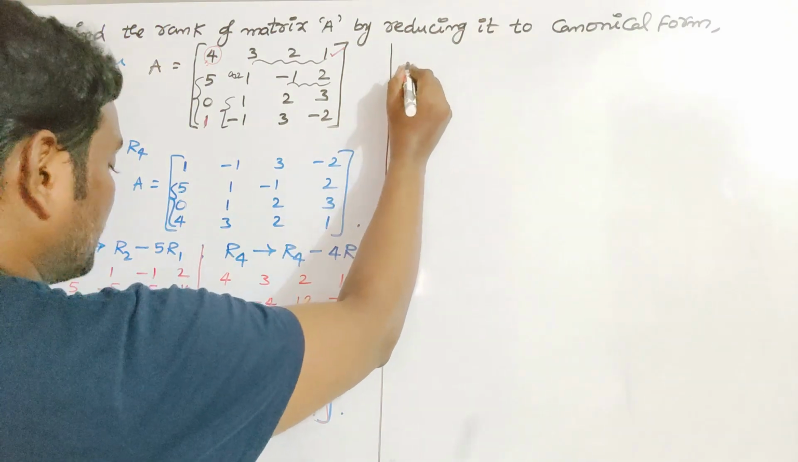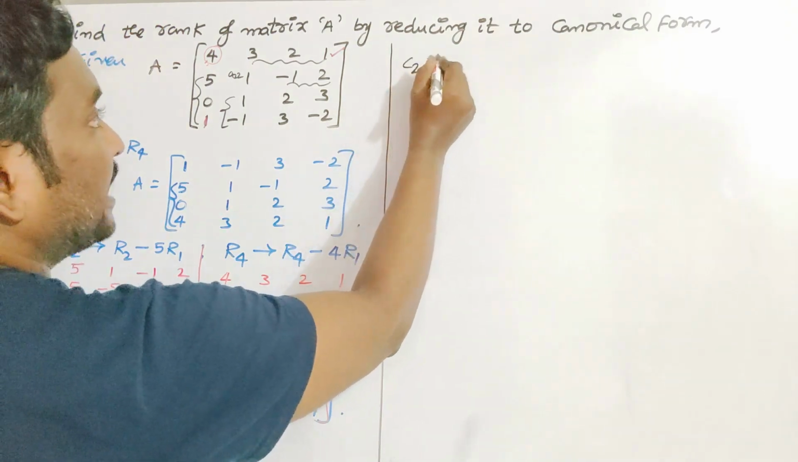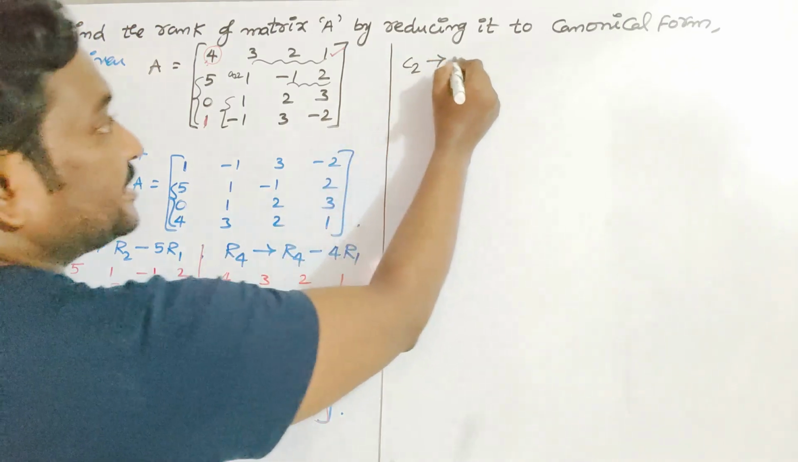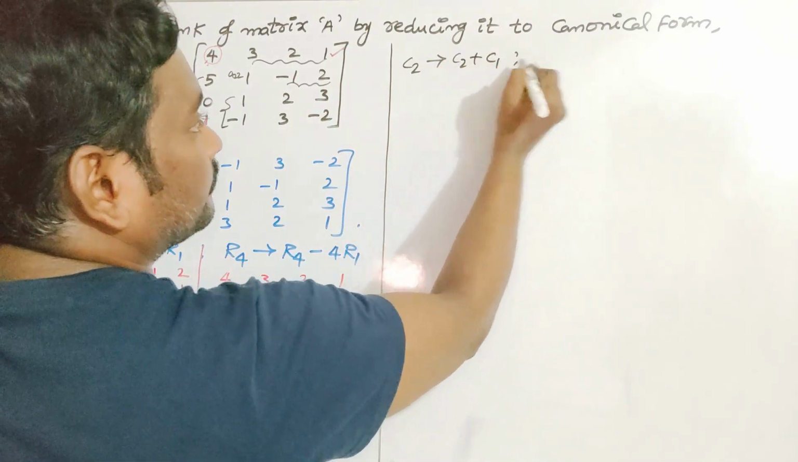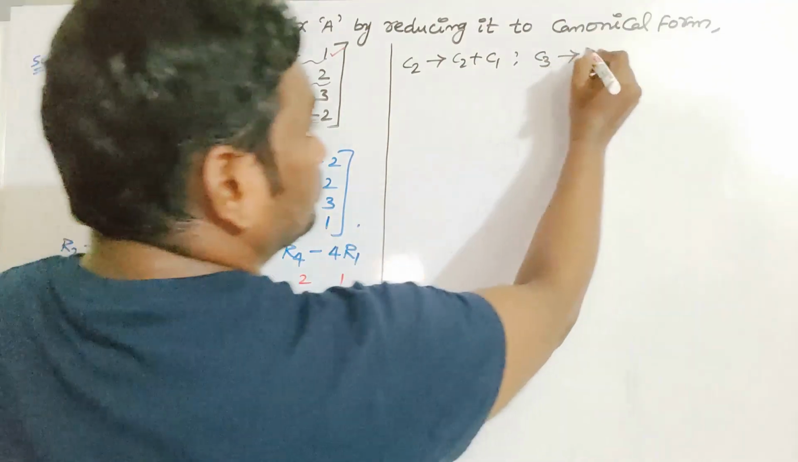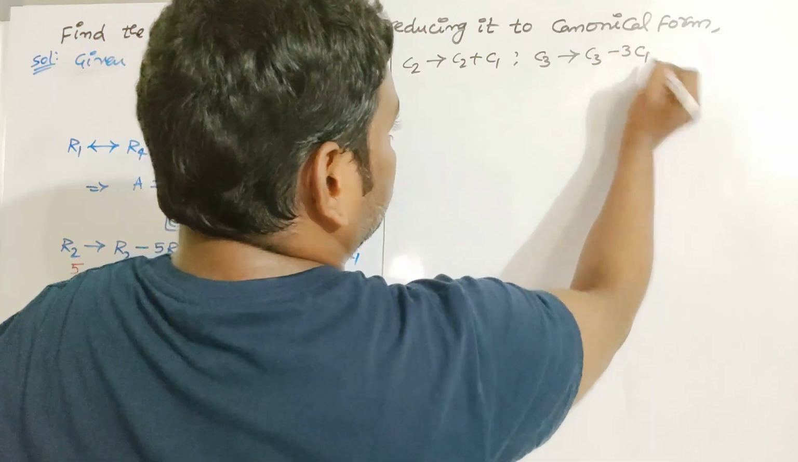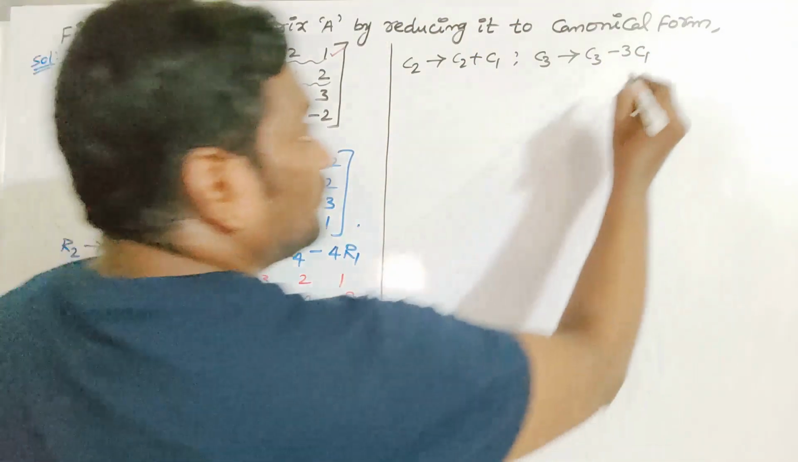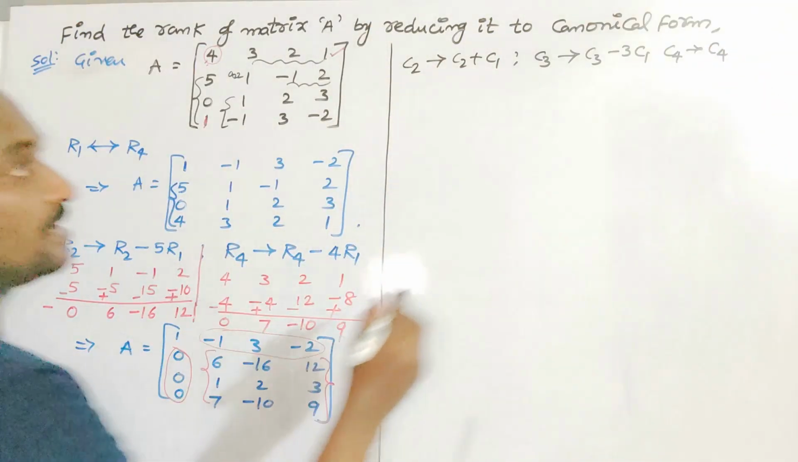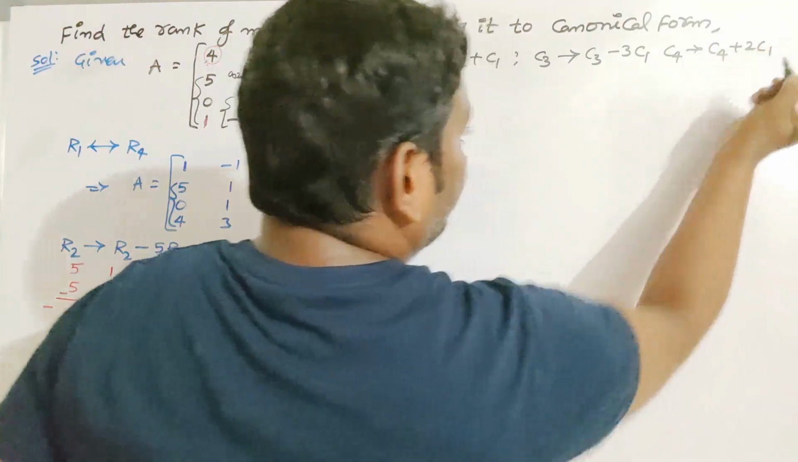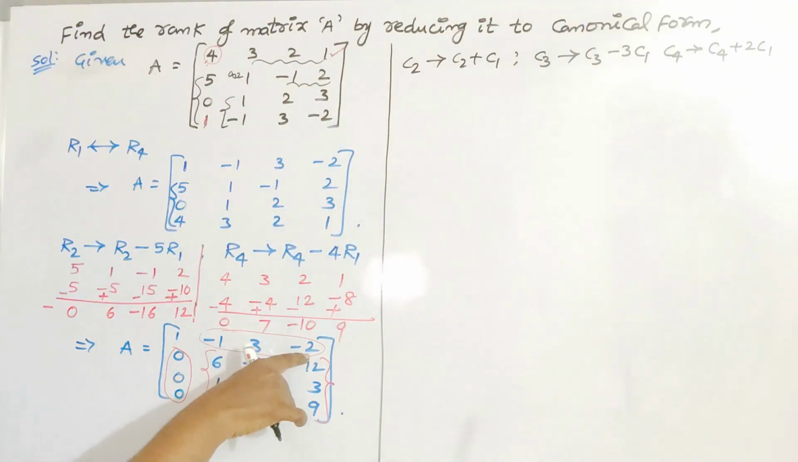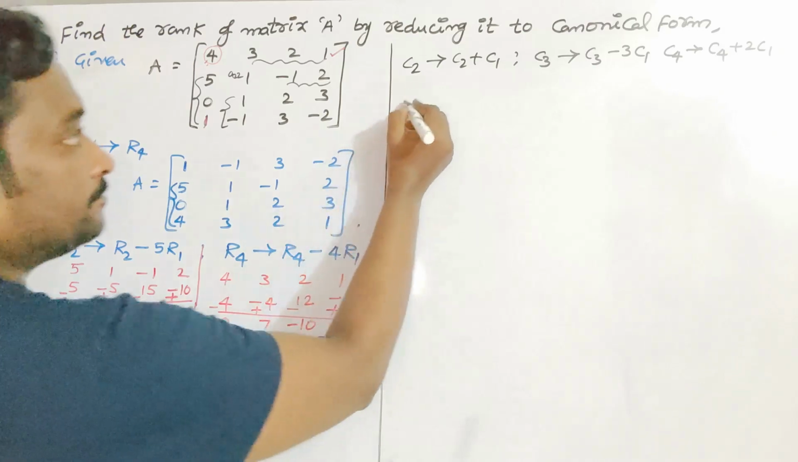So what are the column operations? C2 implies, since this is minus 1, you can add both columns: C2 plus C1. C3 implies C3 minus 3C1. Next, C4 implies C4 plus 2C1. After writing these operations, blindly you can write 0 here, 0 here, 0 here. Remaining are all the same.